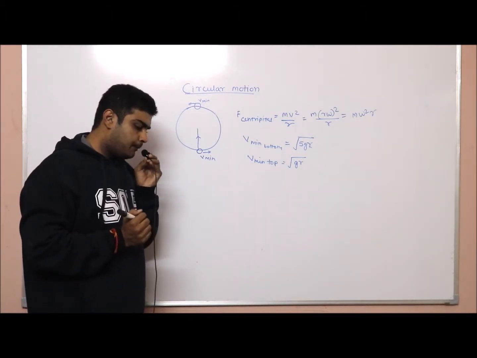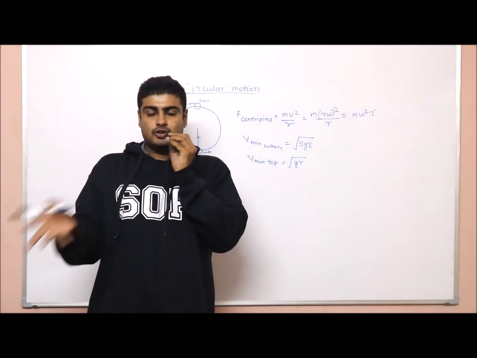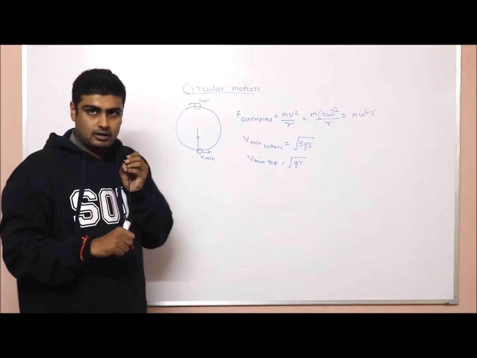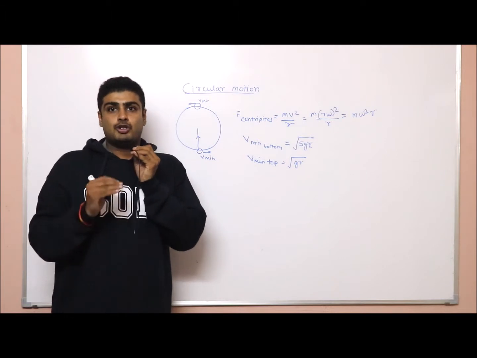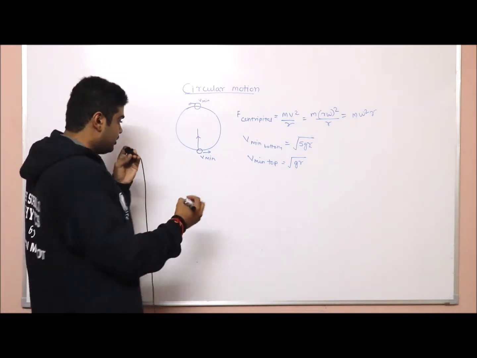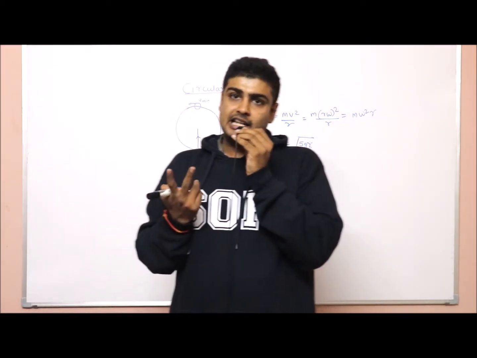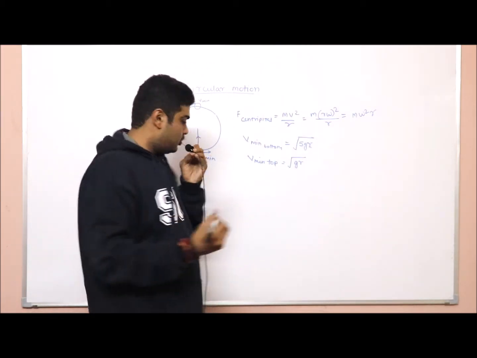Then, have you heard this angle, banking angle? I'll tell you what it is. Suppose you are driving a bicycle, or suppose you are taking a turn. What should be the minimum angle so that you don't fall or you don't skid? There are two cases. One case is when there is friction, and another case is when there is no friction. I'll tell you the formula for both.